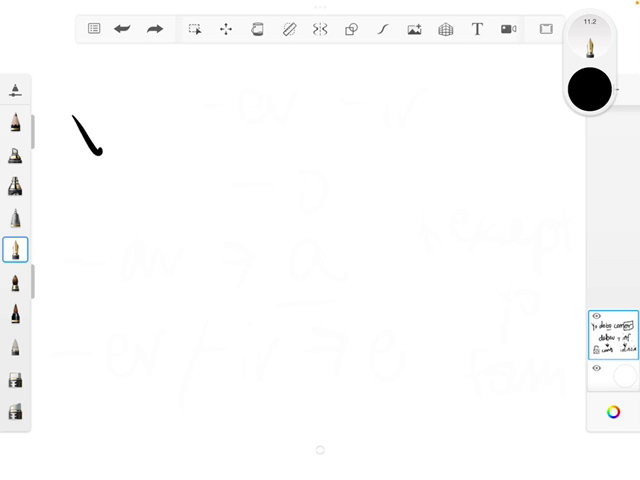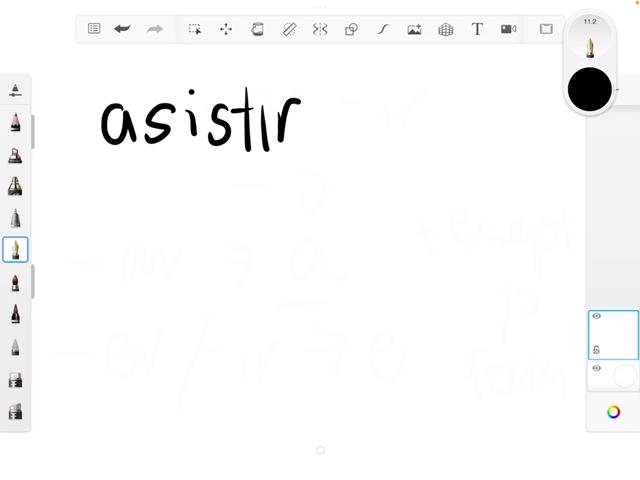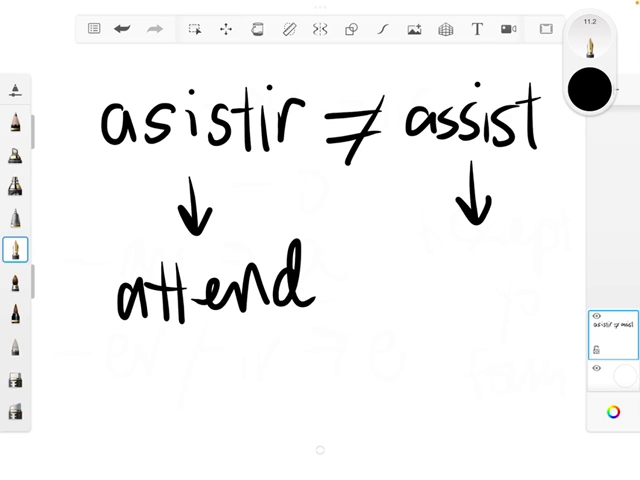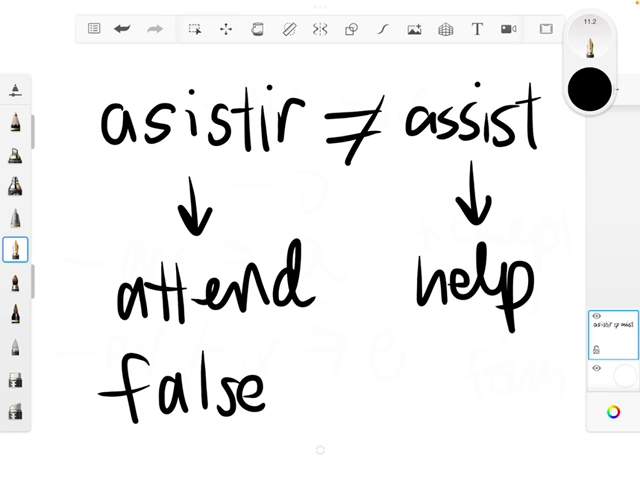We have our IR verbs, abrir, which means to open, asistir, to attend. Okay, so that brings up a good point I'm going to make right now. Asistir looks like assist. Right? They look like they would be the same verb, but they are not. Asistir means to attend, right? Whereas assist means to help. This is an example of a false cognate.